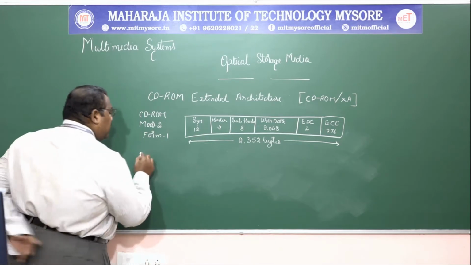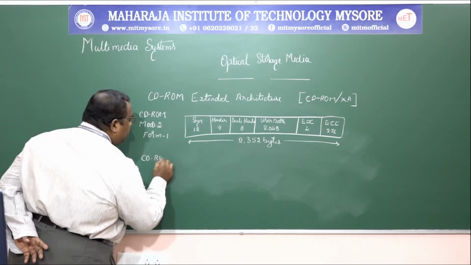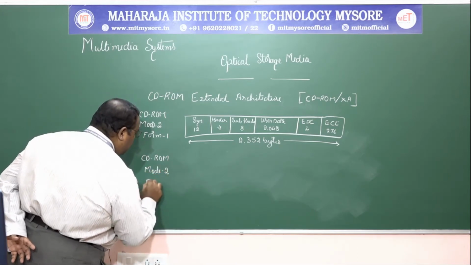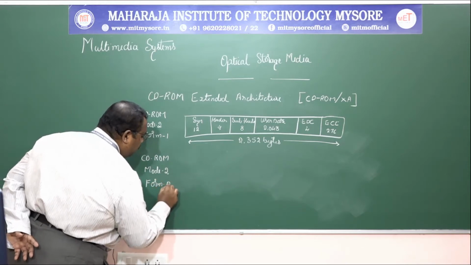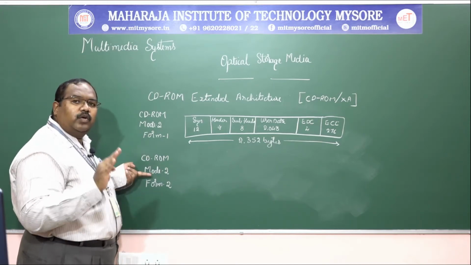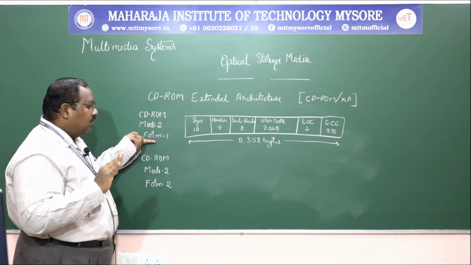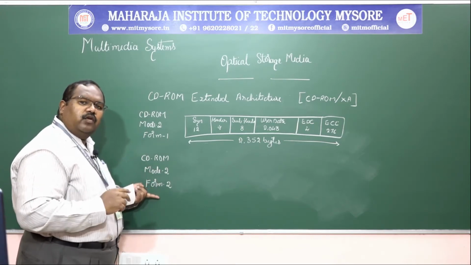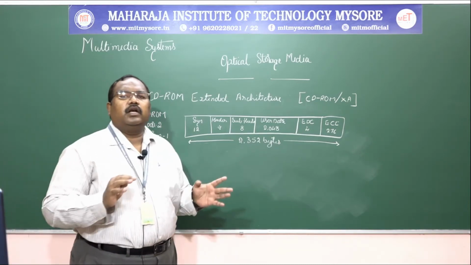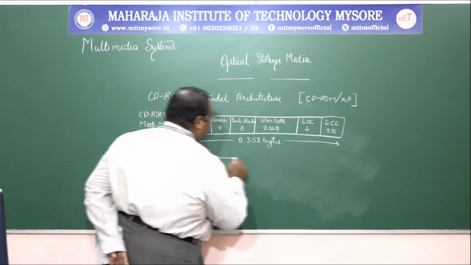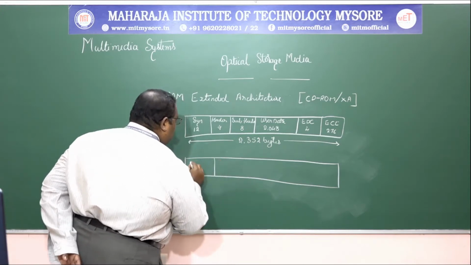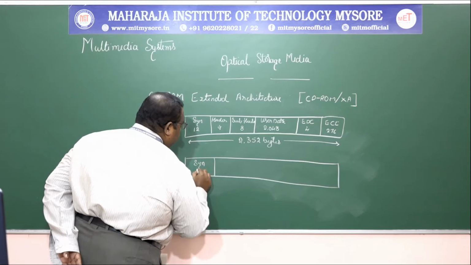Now let us look at the next form, that is CD-ROM mode 2 of form 2. In both cases, it is mode 2. We are not touching mode 1 in the CD-ROM extended architecture. So apart from form 1, we are looking at form 2. Here the whole information is categorized into only 5 divisions. What is that? First one, sync.